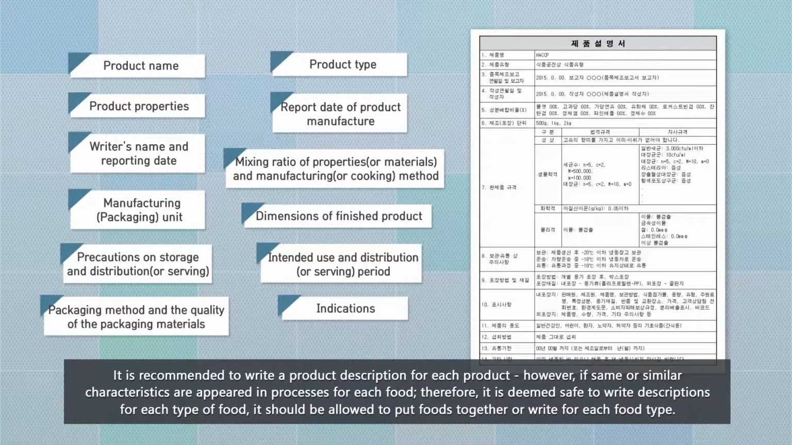However, if the same or similar characteristics appear in the processes for each food, it is deemed safe to write descriptions for each type of food. It should be allowed to put foods together or write for each food type.